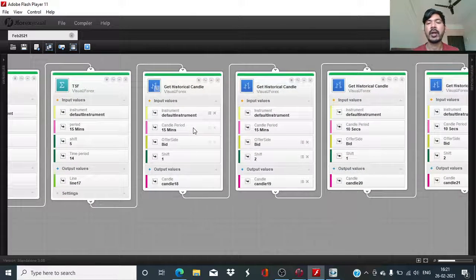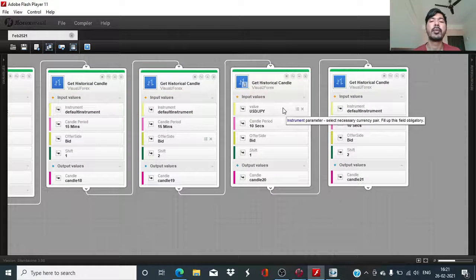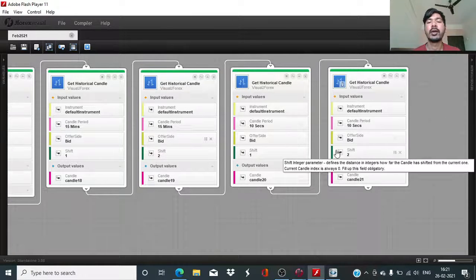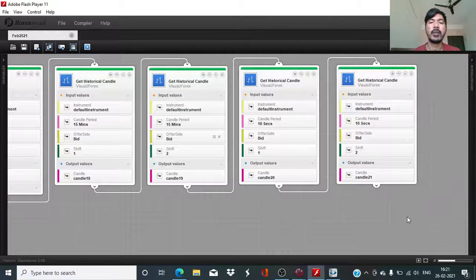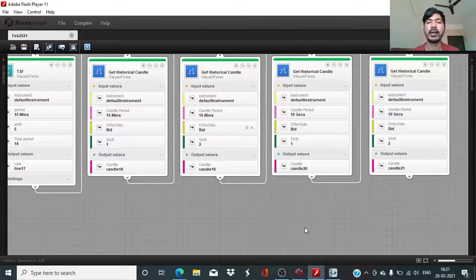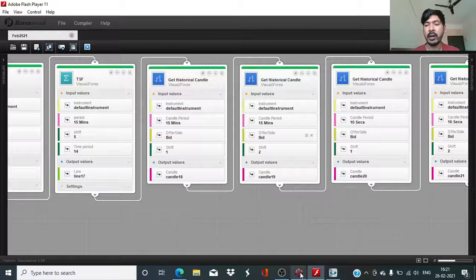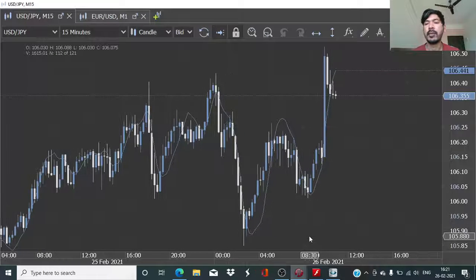Then to look at the immediate price action, I have also taken the get historical candle blocks of 15 minutes each with the look back period of 1 and 2 respectively. Then to make the entry point precise, I have also taken into consideration these 10 seconds candle. Here also the shift value is 1 and 2 to look at the immediate price action. Now in today's session, we will be adding the buy side requirement, and for that I will have to briefly explain to you the logic behind the buy side trade as and when it will be executed.